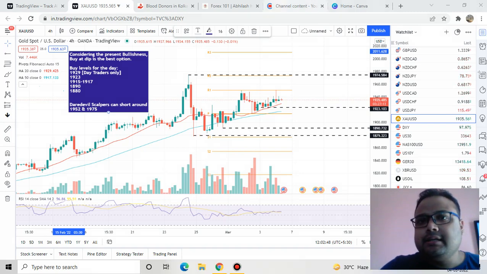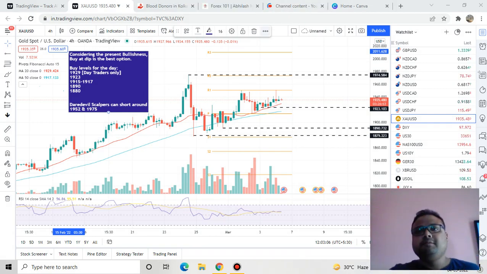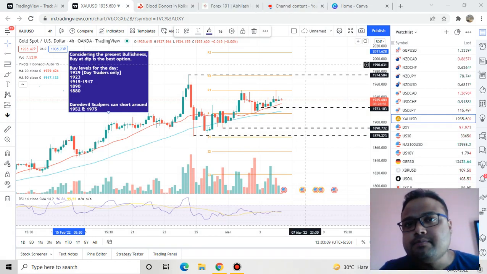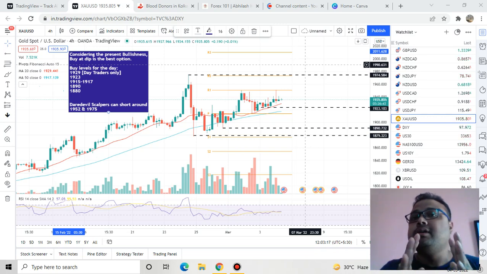Again, I'll say that this is my analysis. I can be wrong as well. So please use proper analysis and strict risk management, because this is your hard-earned money, it's your capital, so it's your duty to protect it. Please use proper analysis and take your decisions wisely.